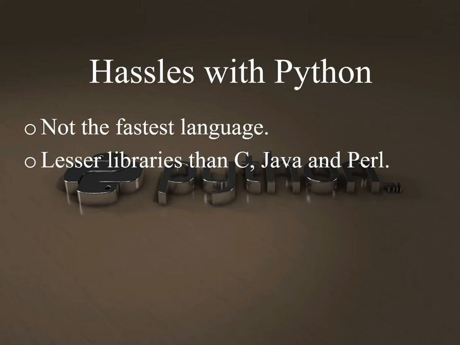But with all these benefits, it has some hassles also. As this is an interpreted language, it is not the fastest language, and it also has fewer libraries than C, Java, and Perl. But different programmers are trying to increase its libraries. So let's come to the installation part.